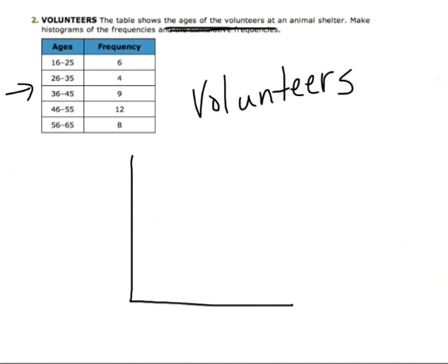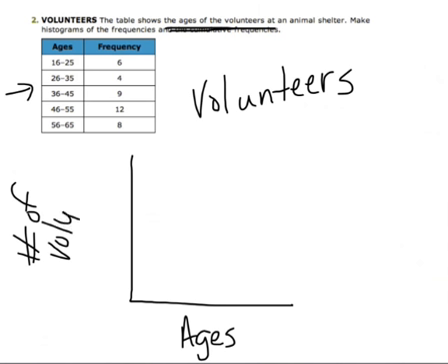All right, I need to label my axes. So I'm going to let my ages be down here, and then the number of volunteers. Number of volunteers. All right, so again, I've got to decide how I'm going to number my chart going up right here. I go from 4 to 12, so maybe we'll just number by 2s.